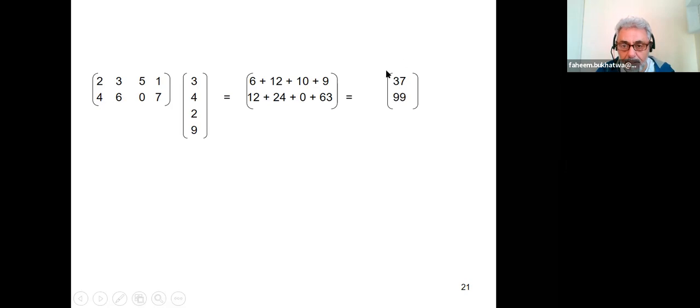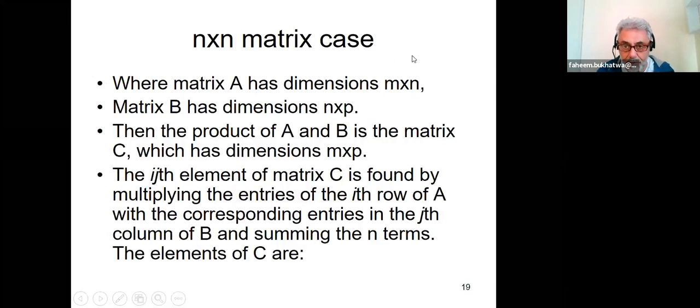So the resultant matrix, as you can see, has the same number of rows as the first matrix and the same number of columns as the second matrix. So it's a 2 by 1 matrix. This one is 2 by 4. This is 4 by 1. They produce 2 by 1. So this is what's actually written on this screen that we went through before.